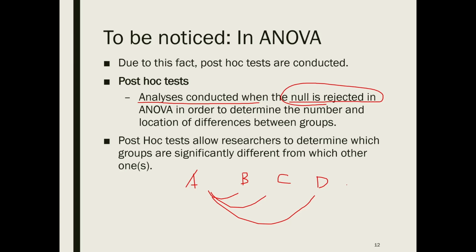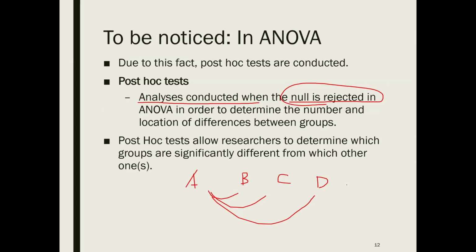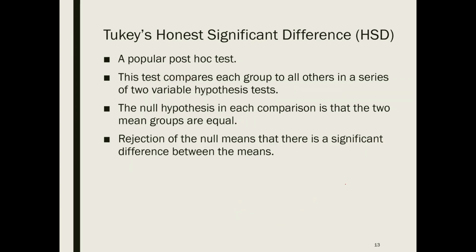It doesn't come from ANOVA, the F-test itself. Okay. So typically or traditionally, we have two ways to run this post-hoc test. One is we call the HSD. It's a very popular one. It compares each group to others in a series of two variable hypothesis tests.